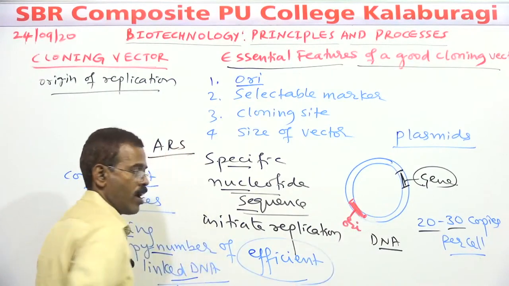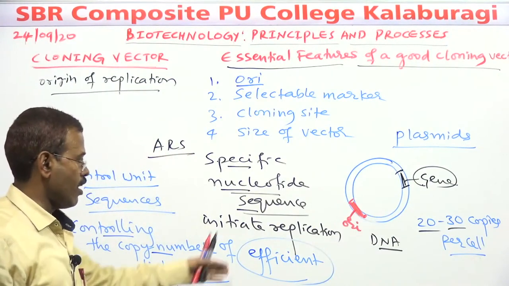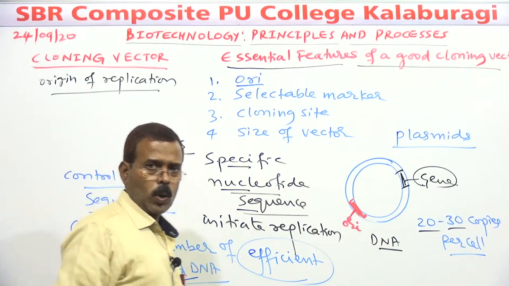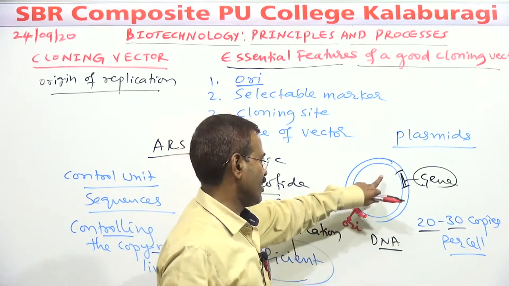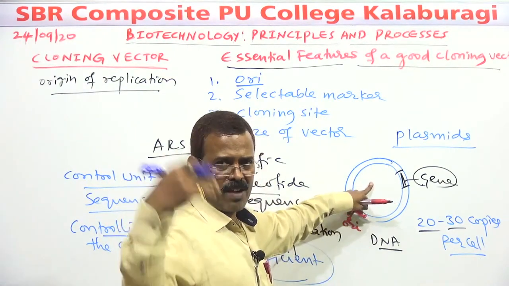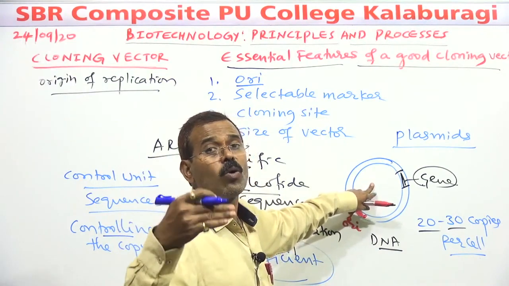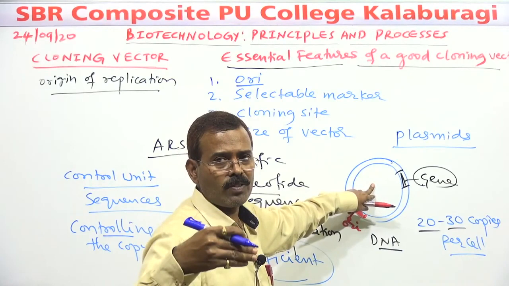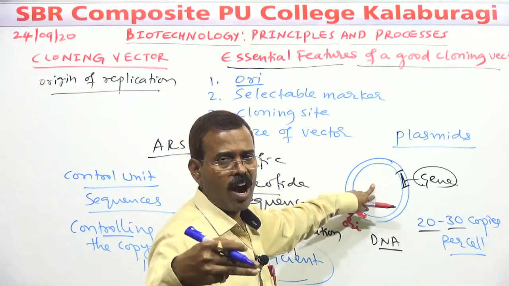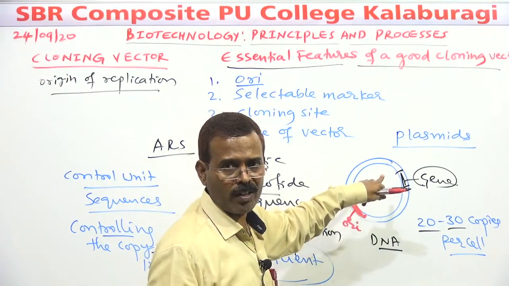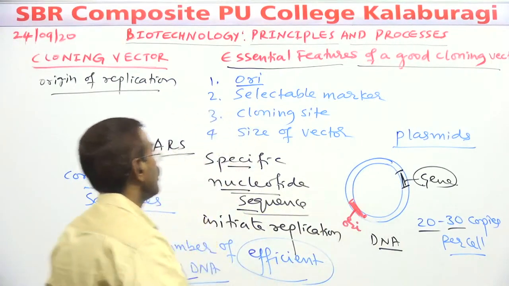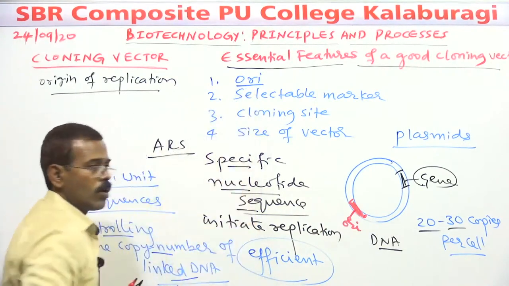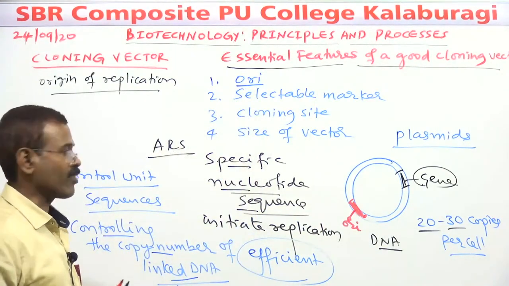Efficient ORI should be there. When the efficient ORI is there, it definitely allows the multiplication of the vector DNA or plasmid. At the same time, the gene can also be multiplied. You get a large number of identical copies of the desired gene which has been linked with this vector. Remember, this is about ORI, origin of replication.